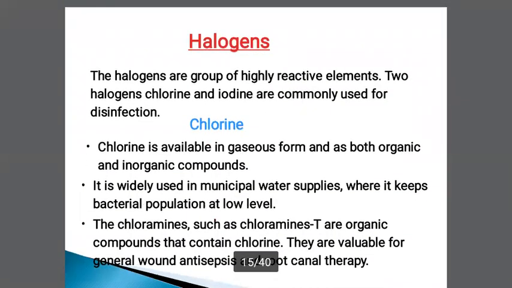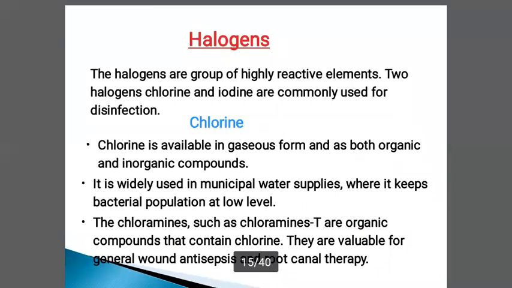Then halogens. The halogens are a group of highly reactive elements. Two halogens, chlorine and iodine, are commonly used for disinfection. So we will see chlorine first. Chlorine is available in a gaseous form and in both organic and inorganic compounds. It is widely used in municipal water supplies, where it keeps bacterial populations at a low level. The chloramines, such as chloramine T, are organic compounds that contain chlorine. They are valuable for general wound antisepsis and root canal therapy in dental clinics.